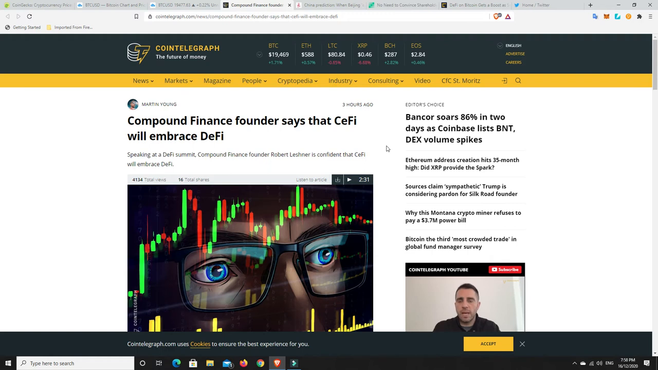All right, I did find an interesting article over here. Compound Finance founder says that CeFi will embrace DeFi. I think this is true. I think CeFi won't have a choice. That's centralized finance, like your banks and all the rest of it. They will have to embrace DeFi, because otherwise they'll get left behind. They just can't match what's happening in the DeFi market at the moment. So they will be piggybacking on this for sure.